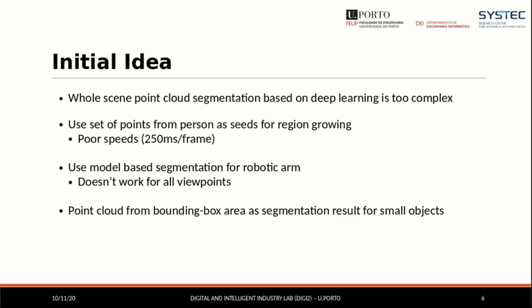After testing a few region growing and model-based algorithms, the results weren't good enough. The region growing algorithms achieved poor speed, close to 250 milliseconds per frame, and the model-based algorithms were fast, however they didn't work for all viewpoints and positions of the robotic arm.